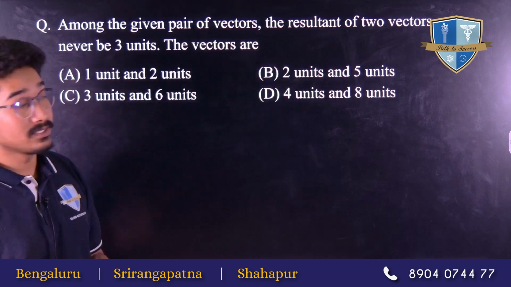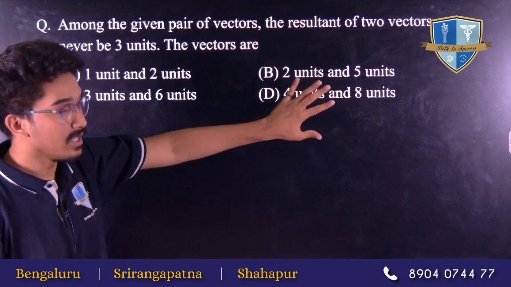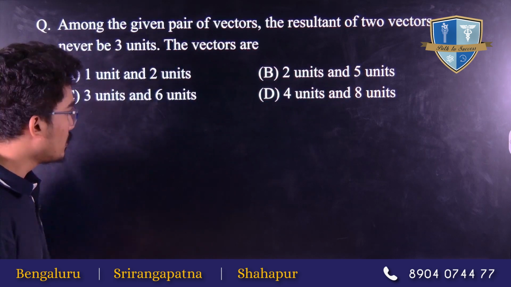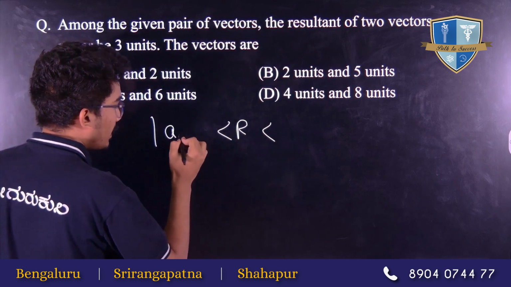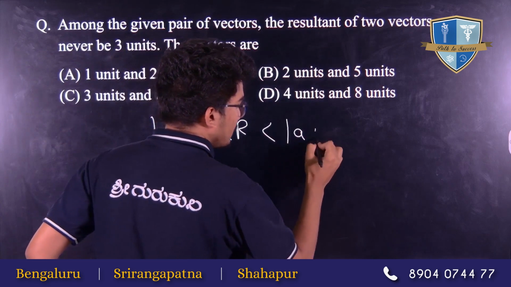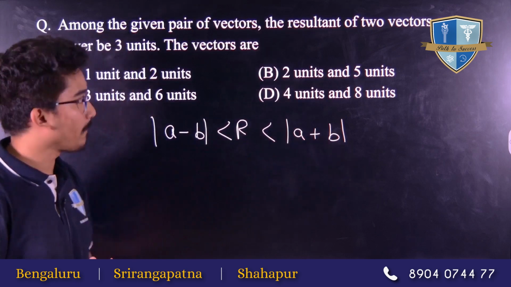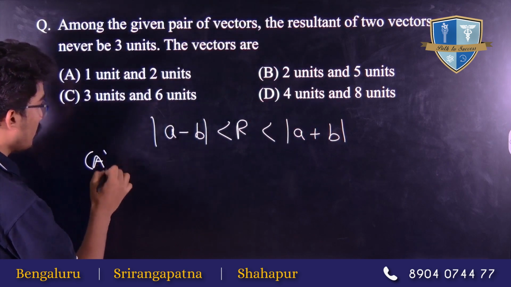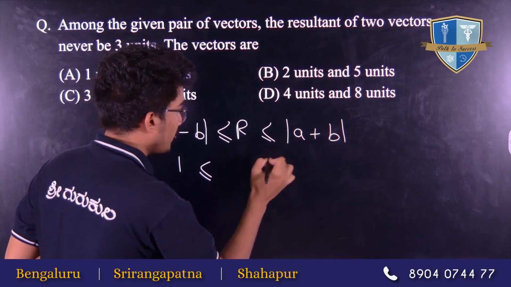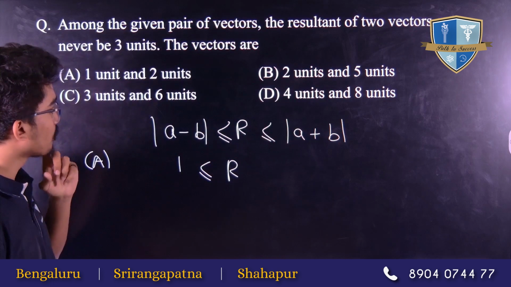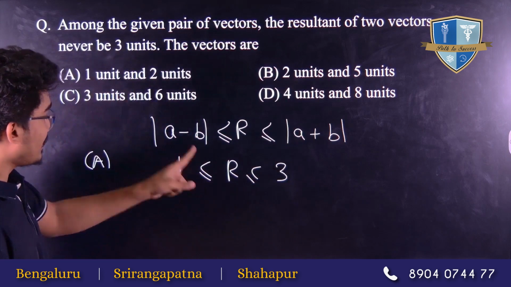Among the given pair of vectors, the resultant of two vectors can never be 3. Which the vectors are. So we have some options, and which two pair can never form a resultant 3. So to solve this, we need to know this concept, that resultant of any two vectors will always be between mod of a minus b to mod of a plus b. This is magnitude of a, magnitude of b, that difference, and their addition. So let's see. First option, option A and B are 2 and 1, so the magnitude of their difference is 1, and this is equal to sign, okay? Less than or equal to and greater than or equal to. So it is greater than or equal to 1 and less than or equal to 2 plus 1, which is equal to 3. So in this case, it can be equal to 3.